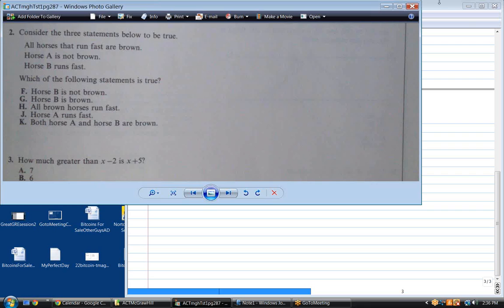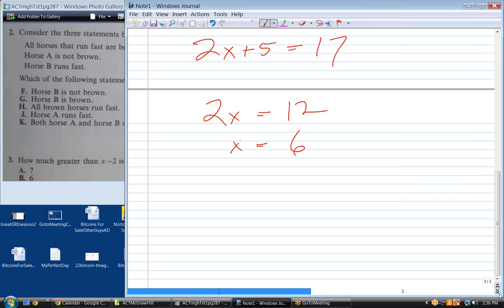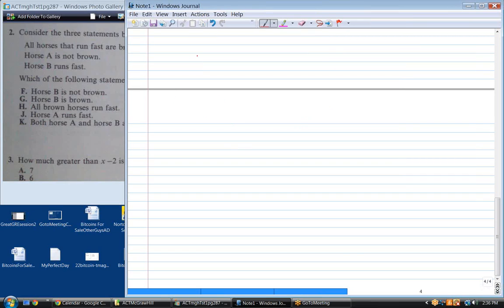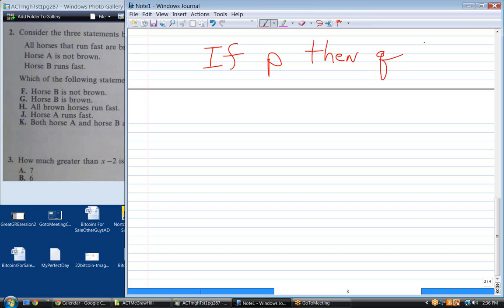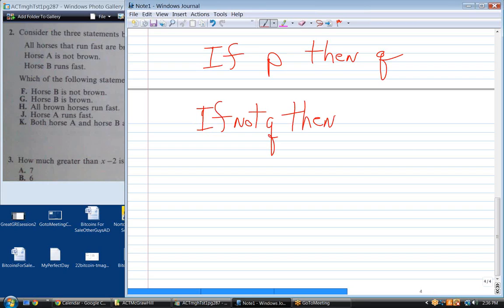This is a logic problem. Let's just go through logic a little bit. Usually, you should get this in geometry. Does this look familiar at all? If P, then Q. Okay, if I say if P, then Q, it definitely does not mean if Q, then P. But what it does mean is if not Q, then not P.